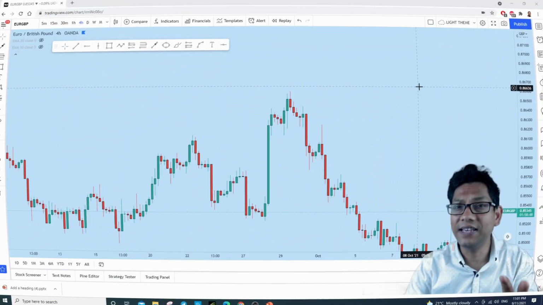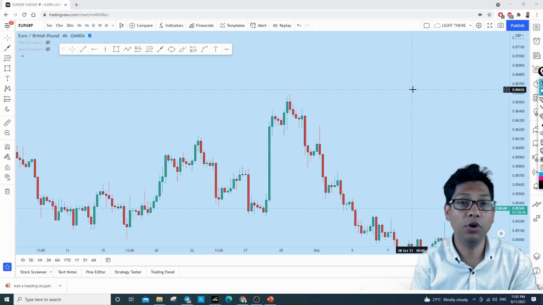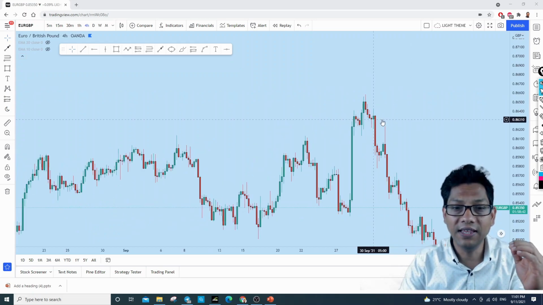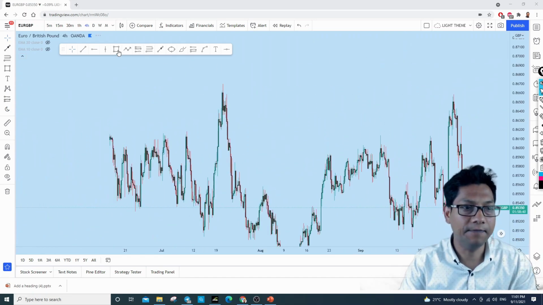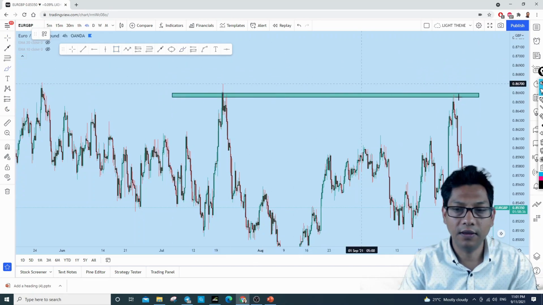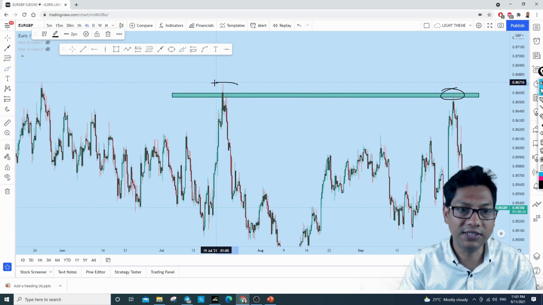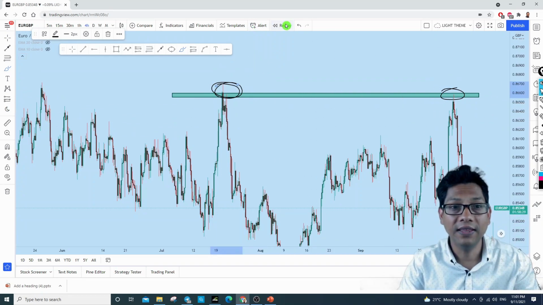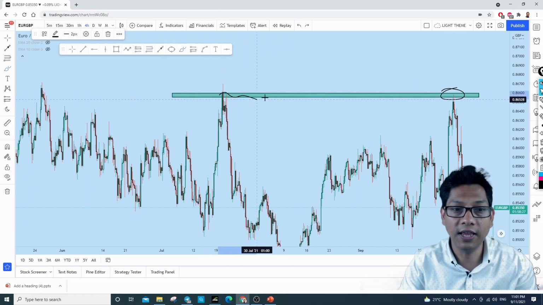Okay, so let's see this example on Euro GBP on the 4-hour time frame. Now in this example, look at this here. This instrument is here on a resistance. So this is a very important level of resistance. The price is at the top. This is basically a weekly resistance.